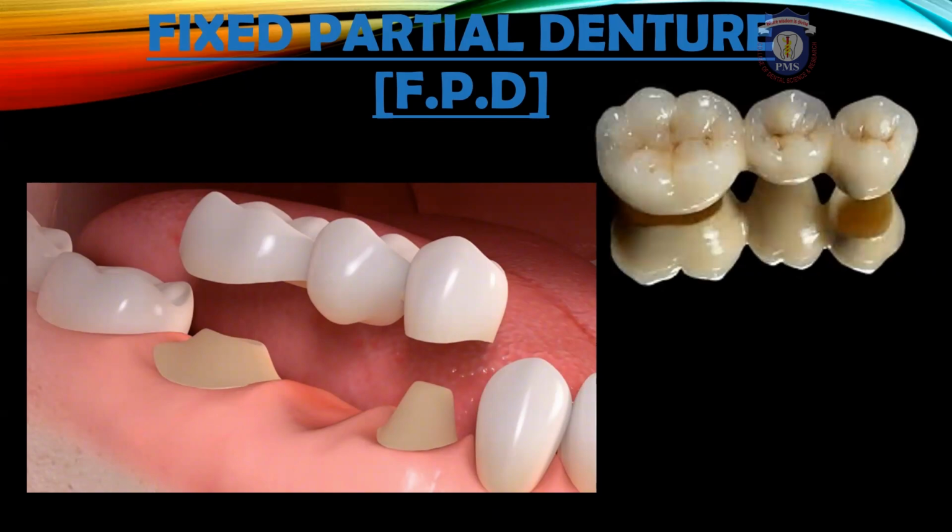And this is another photograph of a fixed partial denture. This is also a 3-unit bridge where both ends are abutments, or the crowns which are to be placed on the abutments below, and in the middle it is the pontic, which replaces the missing structure.